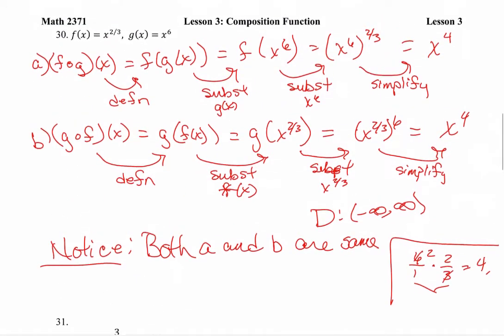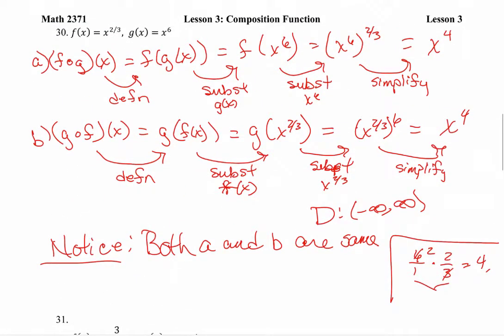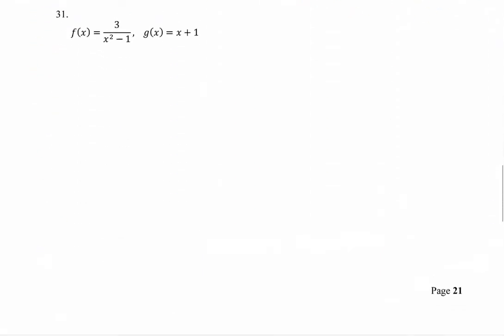Right? That means that the function is onto, and it's a very special case. Okay? That the two functions are. Okay? Hit the wrong button. All right, now let's look at 31.